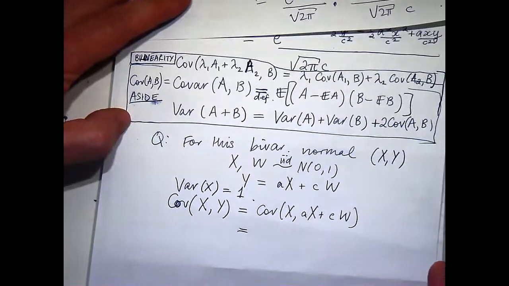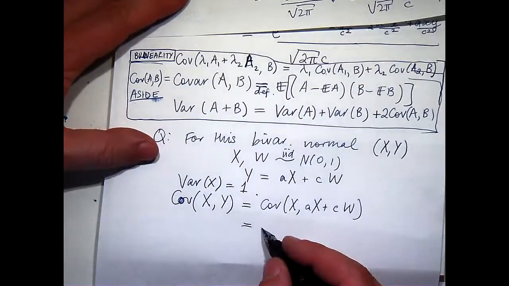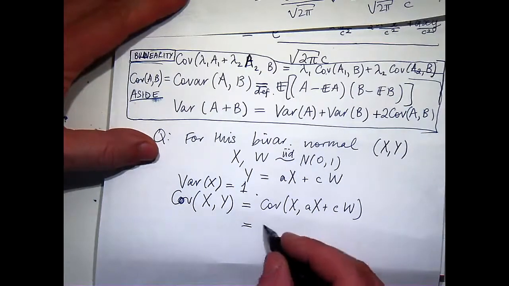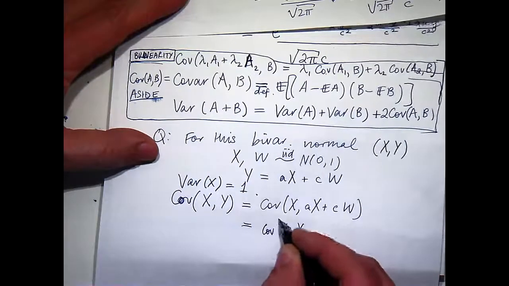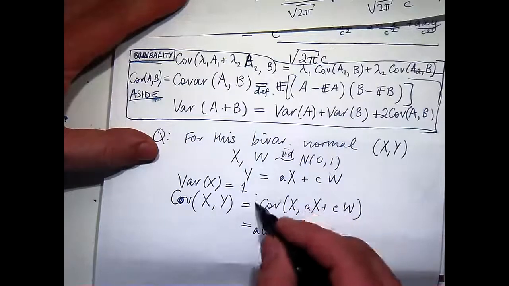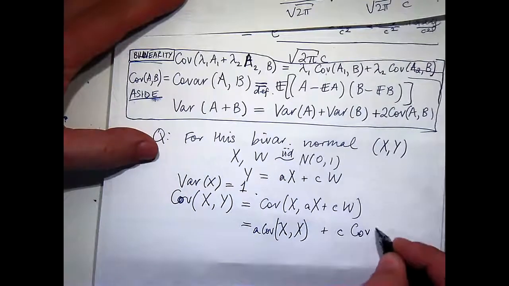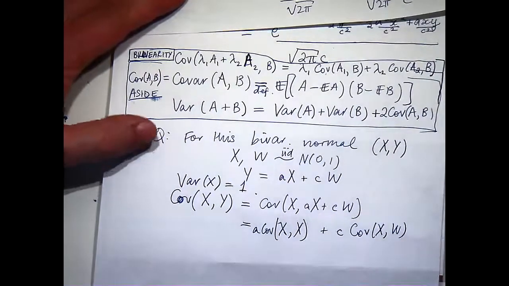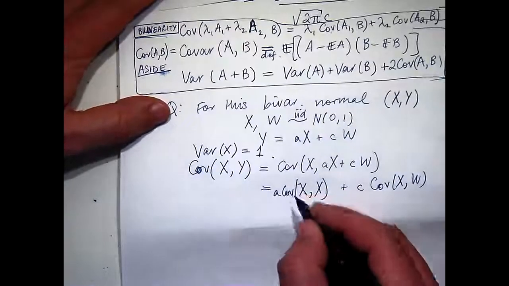So if we get back to the application of that bilinearity here, can someone tell me what I should write? Expanding it out: X with X, and what's the coefficient of that one? A, yep. So the coefficient of A comes out the front, and the same with the second term. Yeah, C covariance of X with W. Thank you. So always the coefficient comes out the front, and you break it up as a sum according to the term.